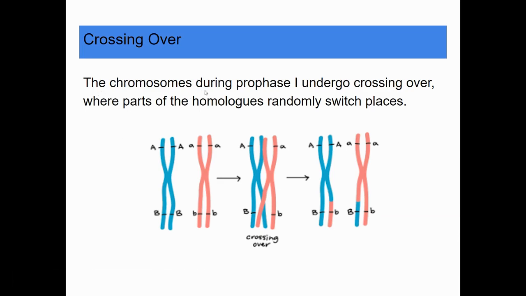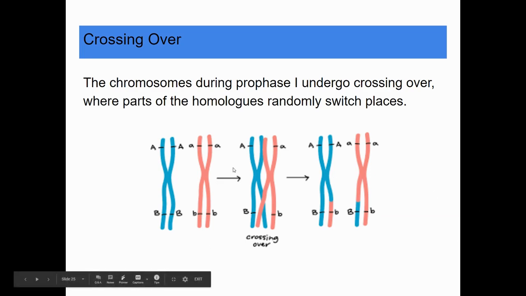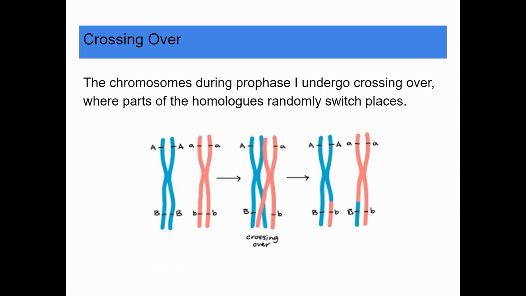For crossing over, the chromosomes during prophase 1 undergo crossing over, where parts of the homologs randomly switch places. Homologs means same. Remember, homo means same. So if you follow my mouse cursor here, this is one chromosome. This is another one. Here's one chromosome. Here's another. All right. And they are going to bond to each other and randomly switch places. If you follow the arrows over, you see how they kind of overlap here? And their legs are going to trade.